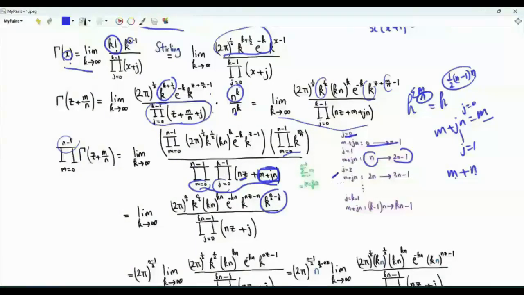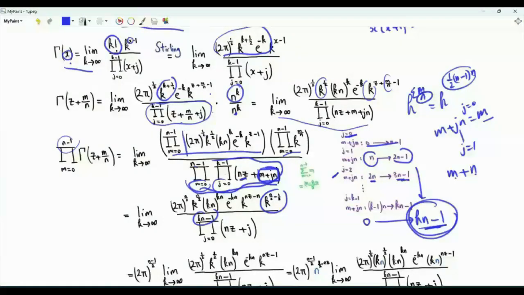If g is equal to 2, m plus gn is m plus 2n, which sweeps through the integer values from 2n to 3n minus 1, and so forth. M plus gn is an integer that starts from 0 all the way to kn minus 1. This value is achieved when m is equal to small n minus 1 and g is equal to k minus 1. We can write the denominator as one product g from 0 to kn minus 1 of nz plus g.